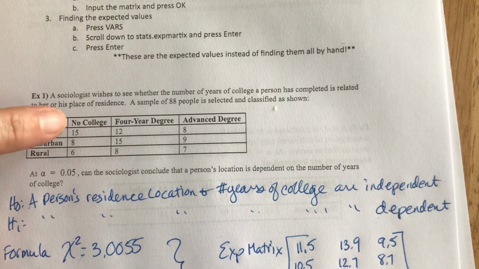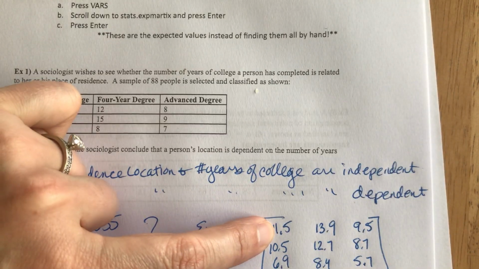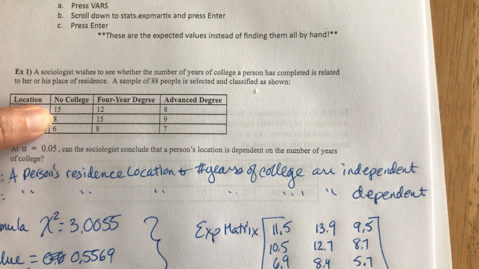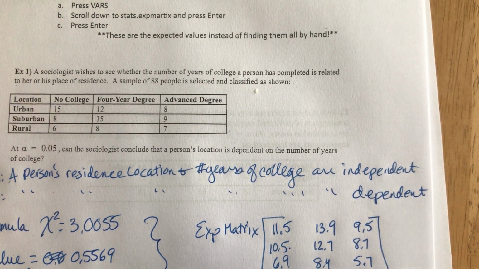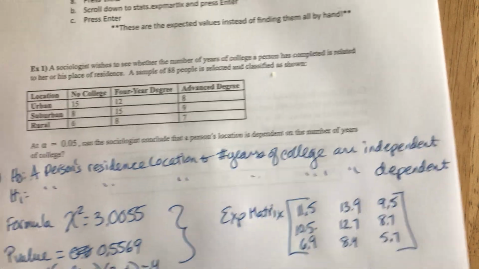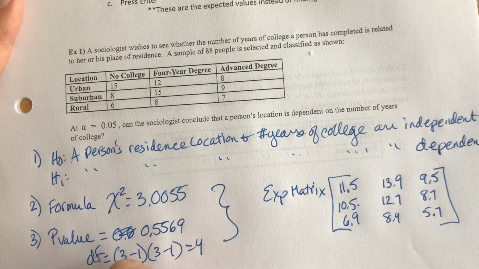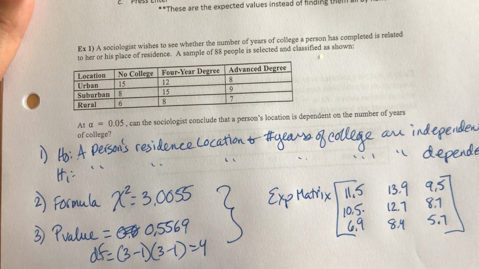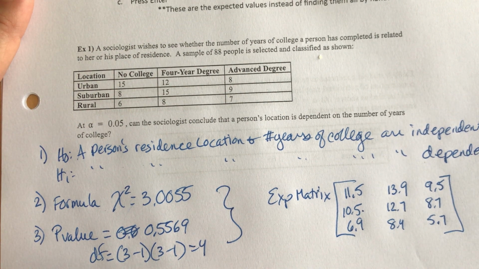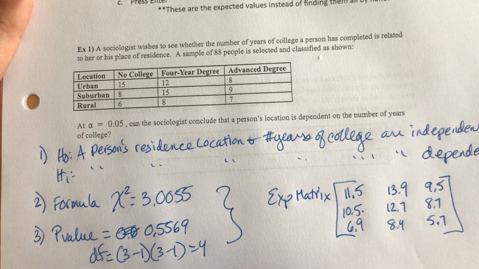So the observed was 15, we expected 11.5. The observed was 8, its expected was 10.5. The observed was 6, we expected 6.9. All right, so now we're going to do our comparison. Alpha was 0.05, p-value 0.5569, definitely greater. We're going to not reject the null.